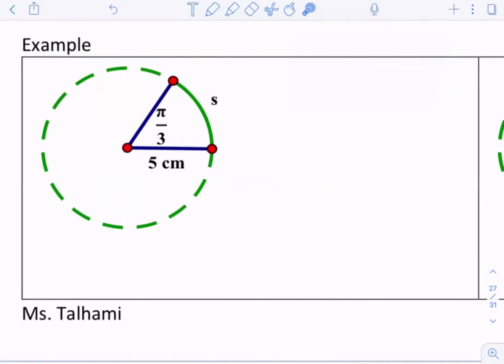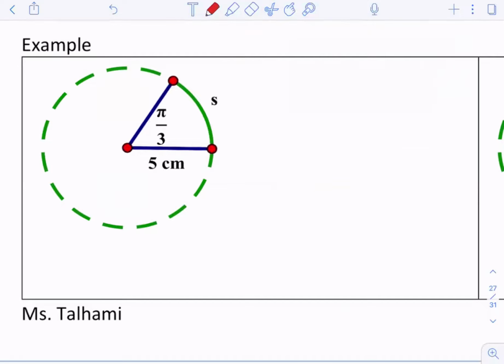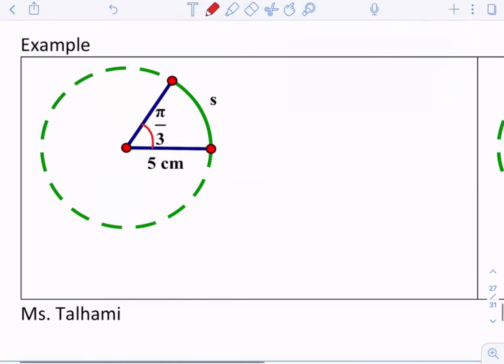Very good. Well, the first example is nice for us then, because I do see a radius of 5, so r equals 5, and I do see a central angle of pi over 3.